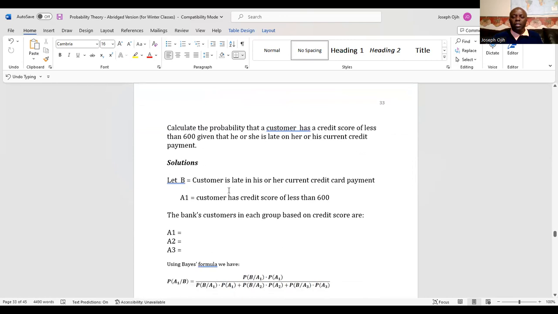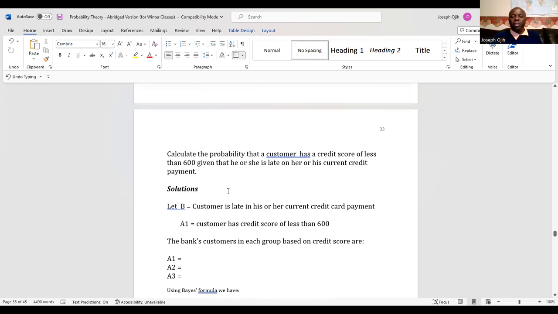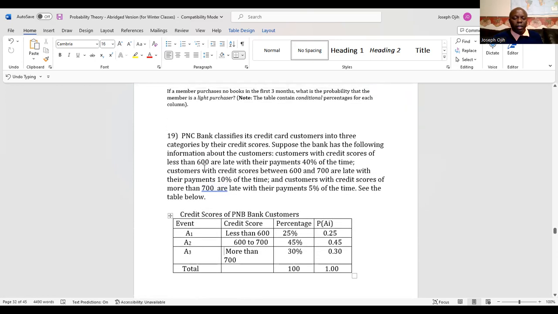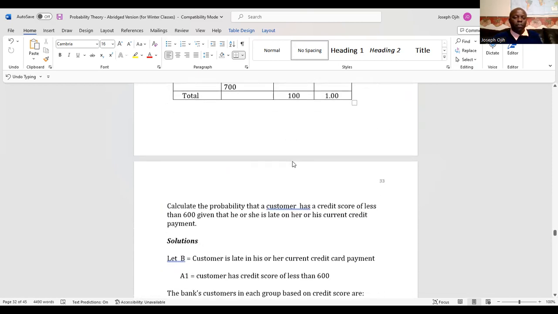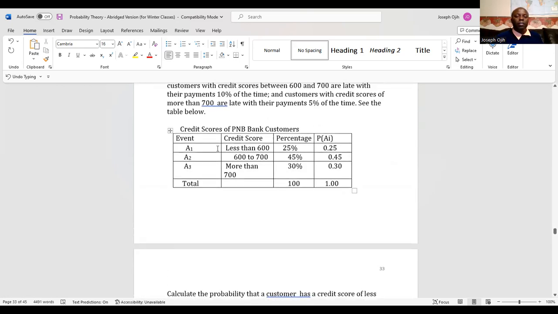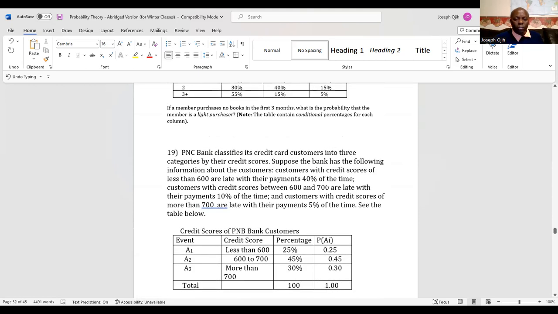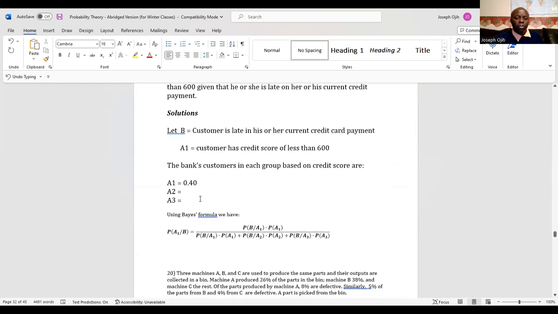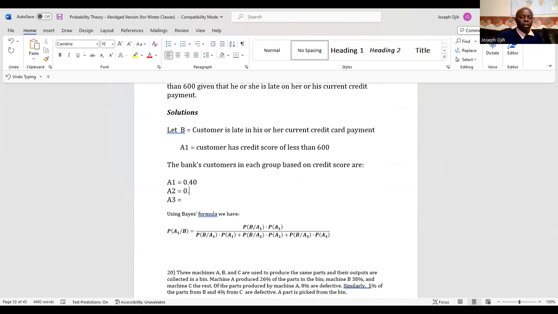Now, let us put in the prior probabilities for the bank customers in each group based on their credit scores. The first one is for those with a credit score below 600: they are late 40% of the time. I mean, it's 0.4, or 40%. And those with a credit score of 600 to 700 are late with their payments 10% of the time. So for A2, it's 0.10.